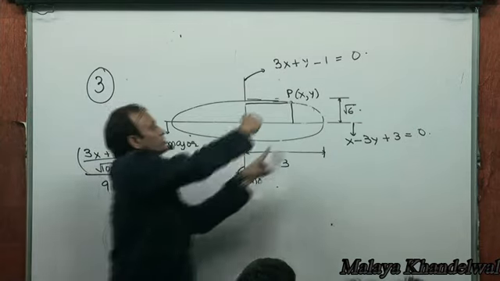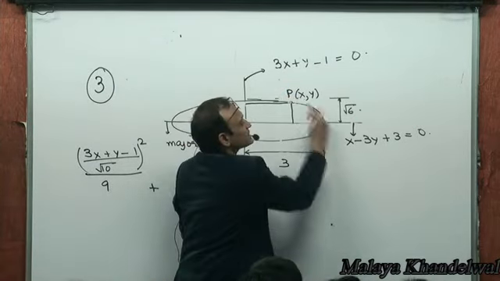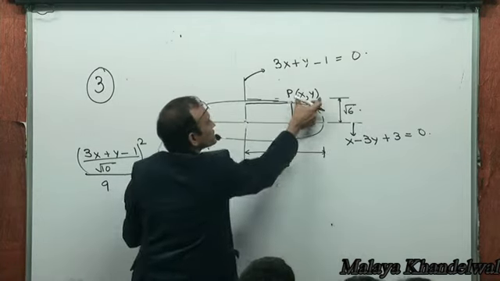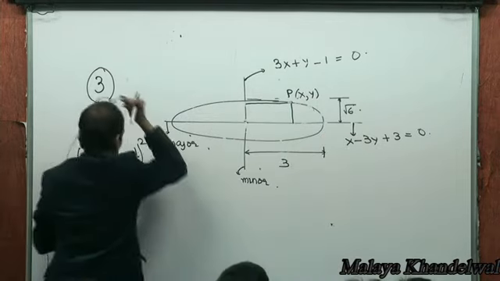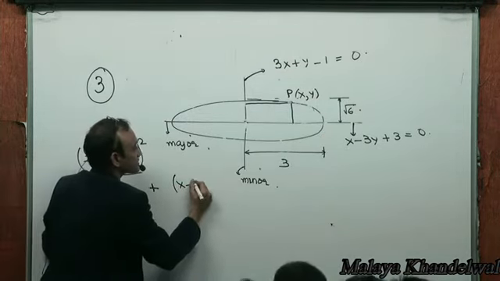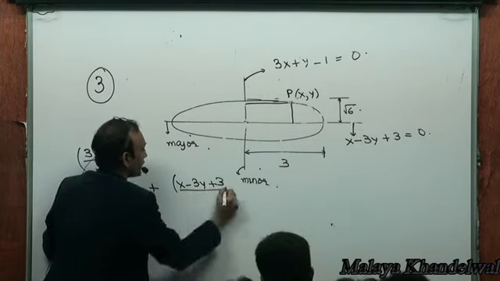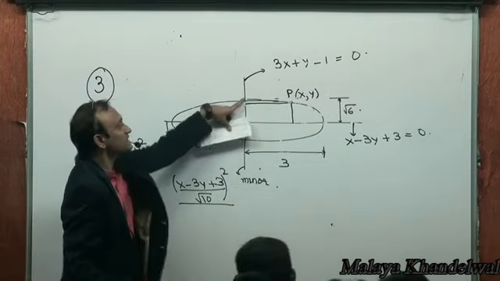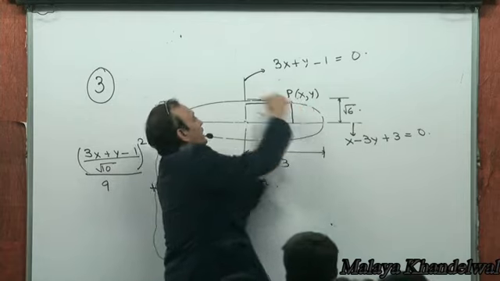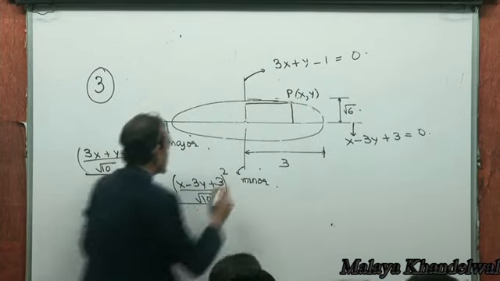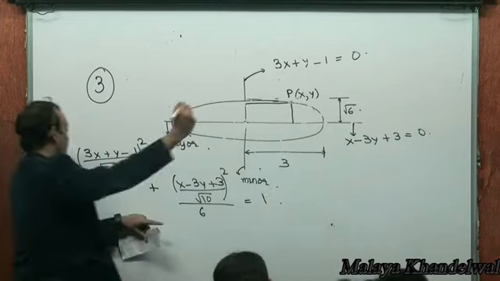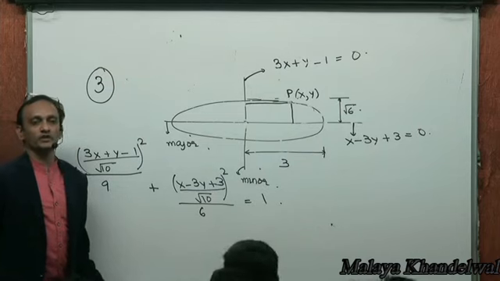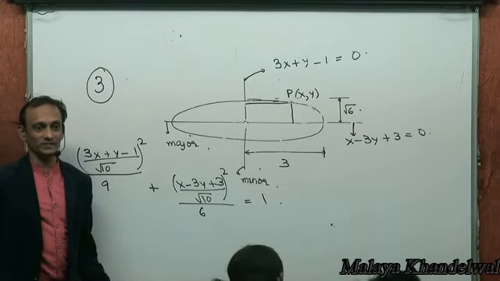Plus the distance of xy from this line. Replace this x by this x, this y by this y, and divide by root 10. Square of the distance of xy from this, which is x minus 3y plus 3 divided by root 10, squared, divided by 6. Yes or no? This square divided by this square, which is 6, equal to 1. That is going to be the equation of the ellipse.